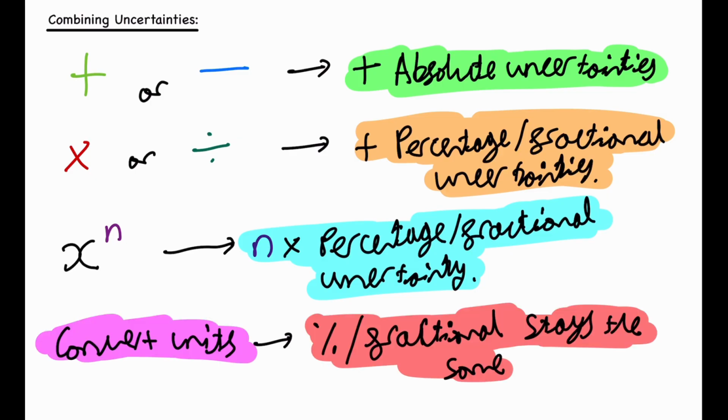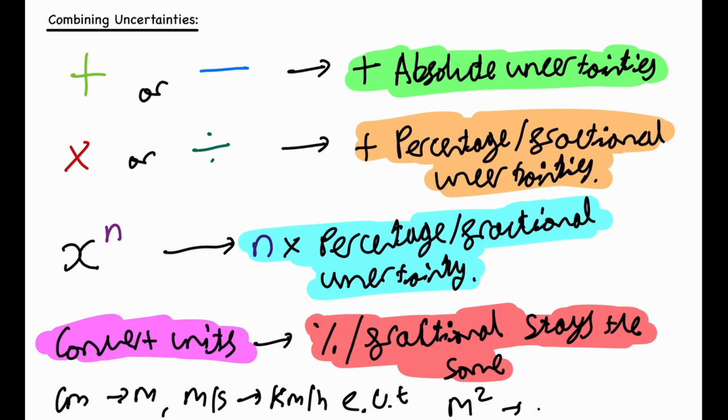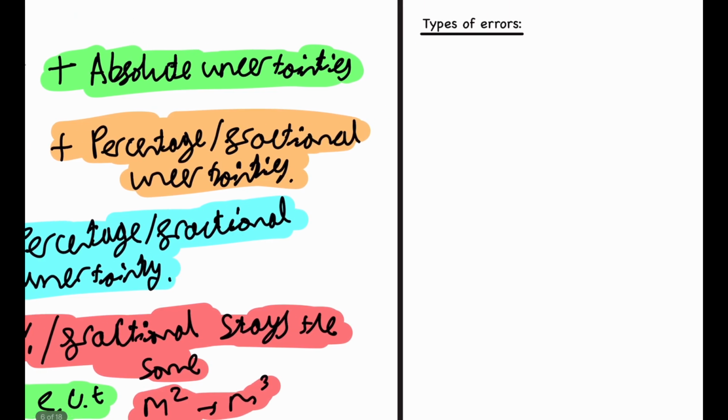This is when you're converting, for example, from centimeters to meters, meters per second to kilometers per hour, etc. When you're converting, for example, from area into volume, you wouldn't use this rule because you would use this rule instead. So these ones you can convert the units and the fractional uncertainty will stay the same, but for this one it will not.